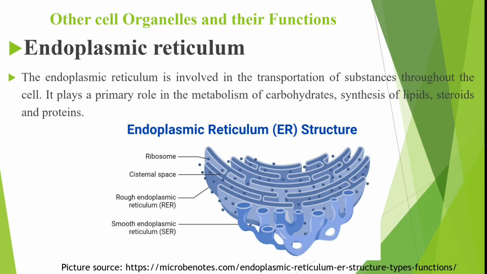Then endoplasmic reticulum. It is involved in transportation of substances throughout the cell. It plays an important role in metabolism of carbohydrate, synthesis of lipids, steroids and proteins. So this is the structure of the endoplasmic reticulum. These endoplasmic reticulums are of two types. One is rough endoplasmic reticulum, one is smooth endoplasmic reticulum. Rough endoplasmic reticulum has ribosomes on its surface, and smooth endoplasmic reticulum lacks ribosomes on its surface.